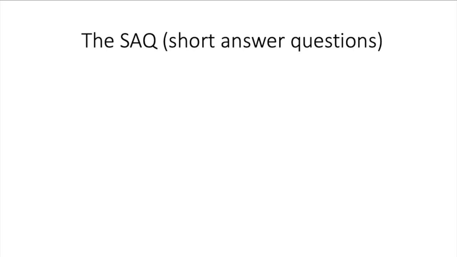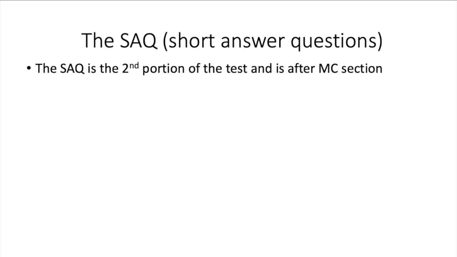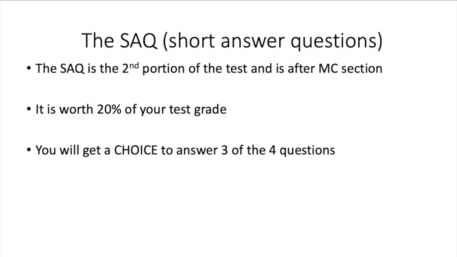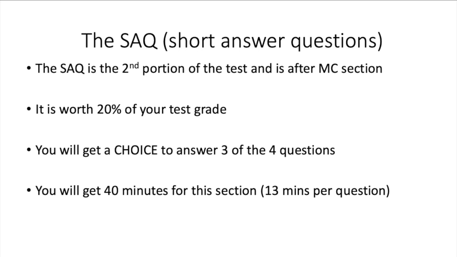In this video, we are going to get more familiar with the SAQ, or the short answer questions portion of the big test. The SAQ portion of the exam will be second and will happen right after the multiple choice portion. It will be 20% of your grade on the test, and you will answer 3 of the 4 short answer questions. So you will actually have a choice, and I'll explain that choice a little bit later. You are given 40 minutes for this section, so you will get about 13 minutes per question.